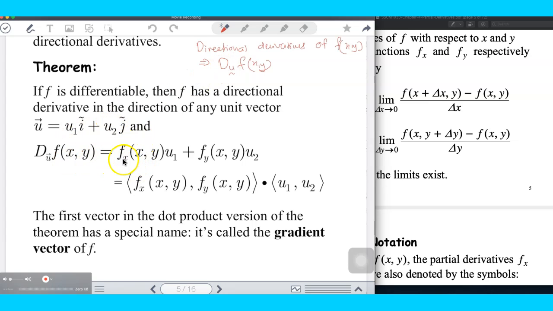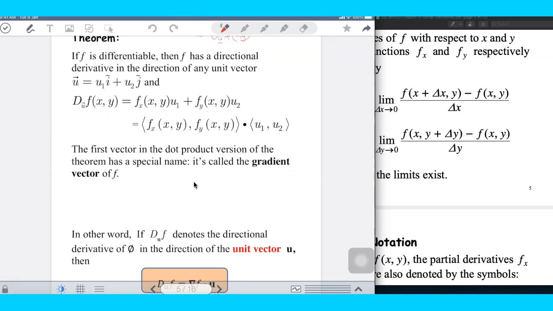In the formula, we need to apply the partial derivatives because you have two variables: fx times u1 plus fy times u2. You know that u1 and u2 are the components of the unit vector u. If you don't remember this, it is okay. The important thing is that fx, fy is a vector, which is the gradient of f. The gradient of f gives you fx and fy, and then you take the dot product with the unit vector. That is the formula of the directional derivative.